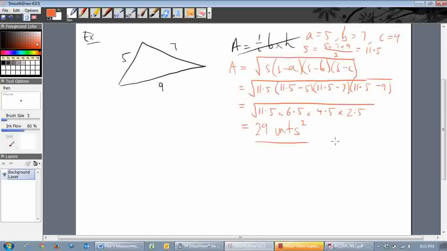Nice and simple. Well, it's not simple, but if you know what you're doing, know what S is, it's just a matter of plugging all those numbers into your calculator. And there you go.